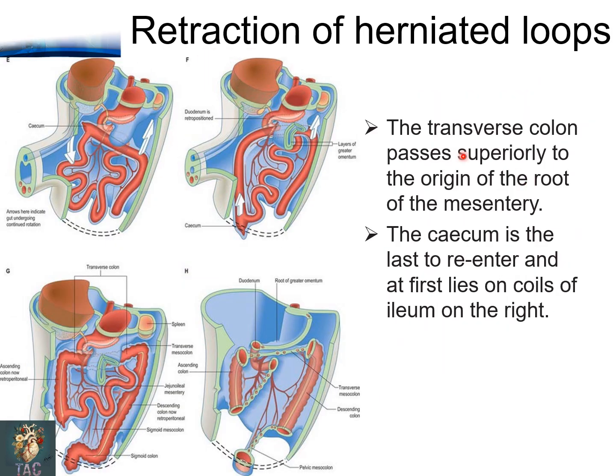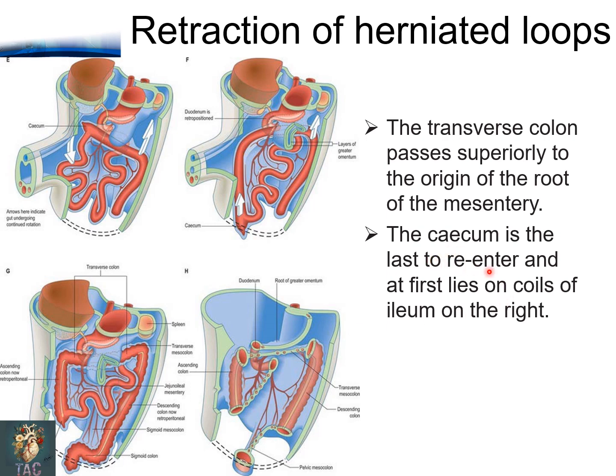The transverse colon passes superior to the origin of the mesentery. So you can see these are the loops of the greater omentum, and this is the root of the mesentery, and the ascending colon and transverse colon basically lie superior to the origin of the mesentery.